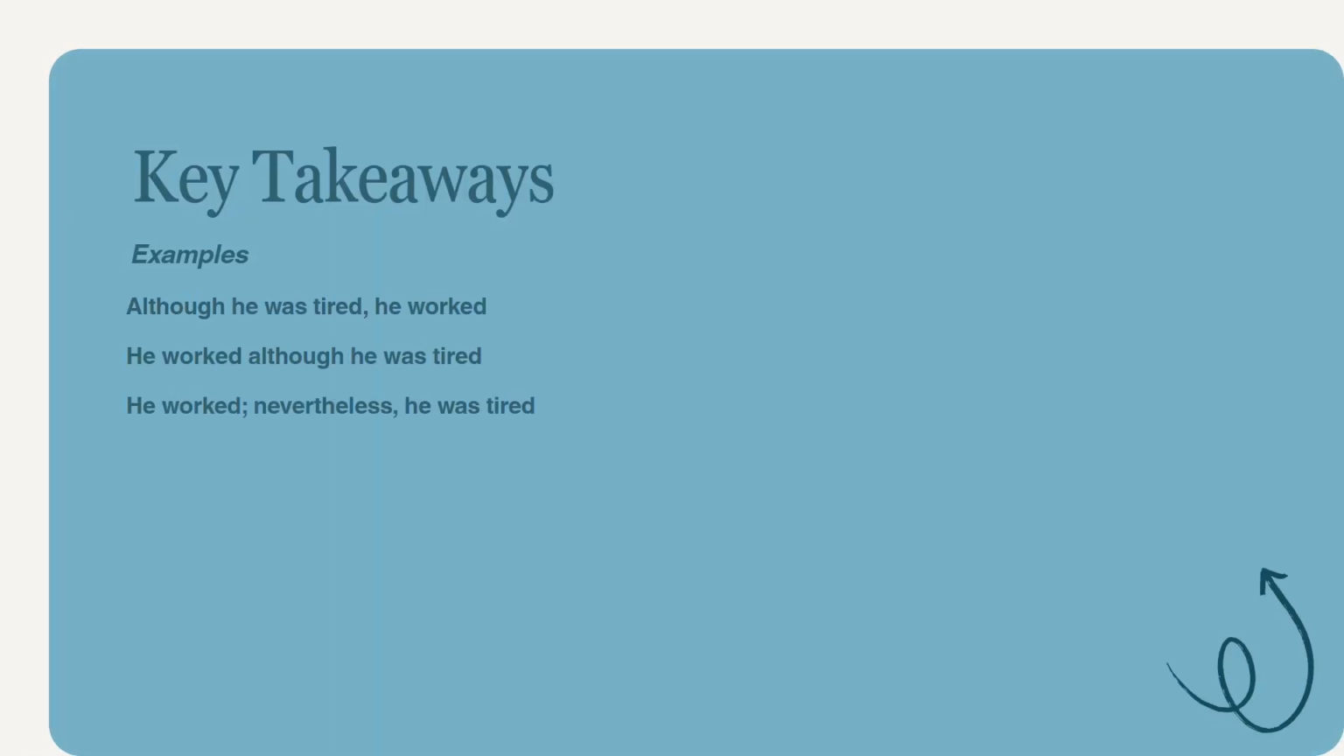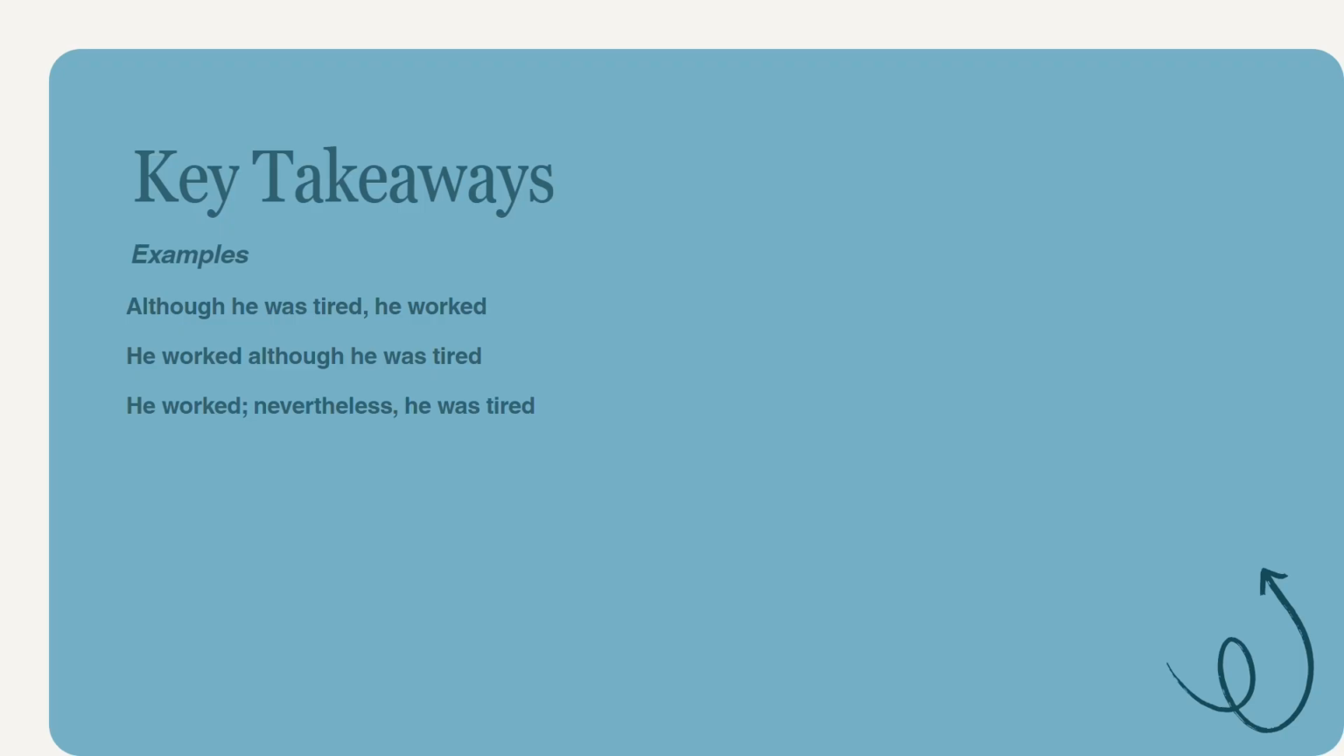Let's go over some key takeaways now. These are some final examples. Although he was tired, he worked. He worked although he was tired. And he worked. Nevertheless, he was tired. Going back over this, subordinating conjunctions show which idea is less important.